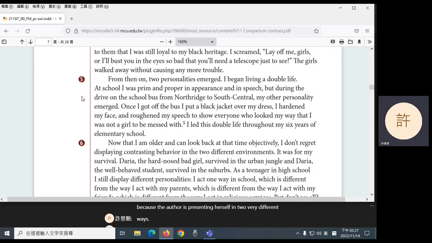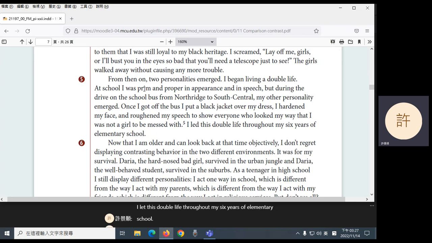From then on, two personalities emerged. I began living a double life. At school, I was prim and proper in appearance and speech. But during the drive on the school bus from Northridge to South Central, my other personality emerged. Once I got off the bus, I put a black jacket over my dress. I hardened my face and roughened my speech to show everyone who looked my way that I was not a girl to be messed with. I led this double life throughout my 6 years of elementary school.